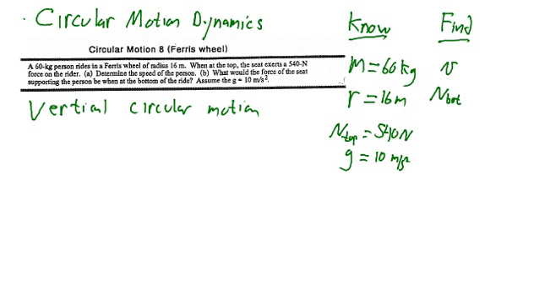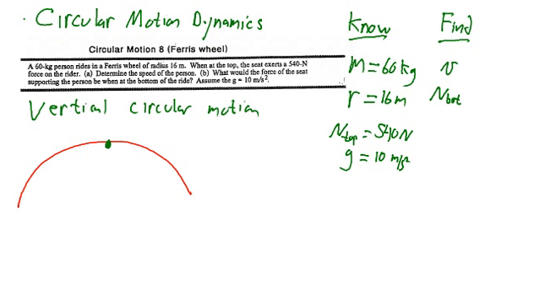Alright, so let's go ahead and make a sketch of a part of the path of the person around the top of the trajectory. So there's the top of the motion. We'll put the person sitting in the seat up at the top.